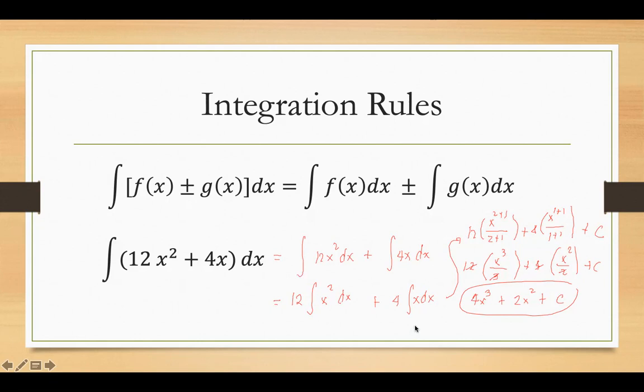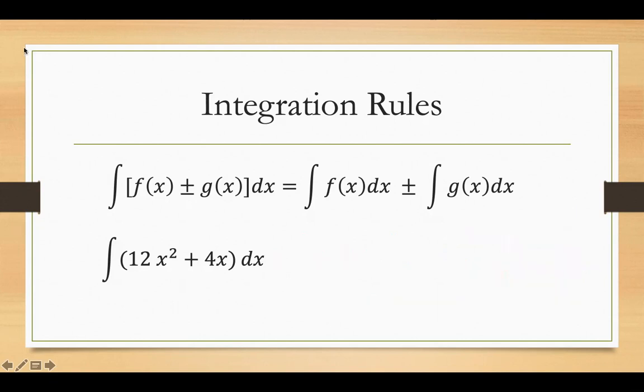So just apply all those integration rules provided. Let's proceed to the last example, which is the integral of t times 3t minus 6 dt. This time we're using a different variable. Since we're using the variable t, it's no longer dx, it's now dt. So be flexible enough in treating the variables provided to you.